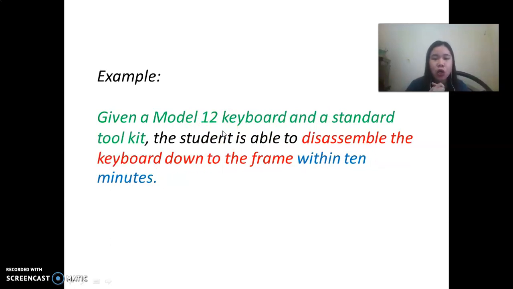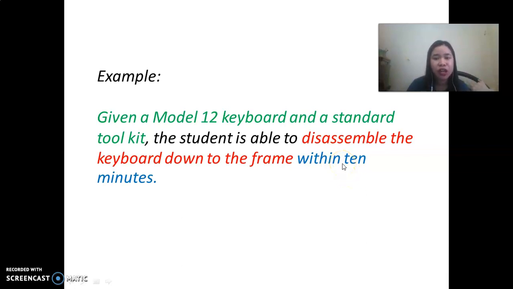Okay. So, green. So, ganining green. Ito yung ating condition. Okay. Given a model 12 keyboard and a standard toolkit, the student is able to disassemble the keyboard down to the frame. Okay, so this is the disassemble the keyboard down to the frame is the performance or the behavior. And within 10 minutes is our what? Criteria or the degree. Kasi nga, di ba, time limit.